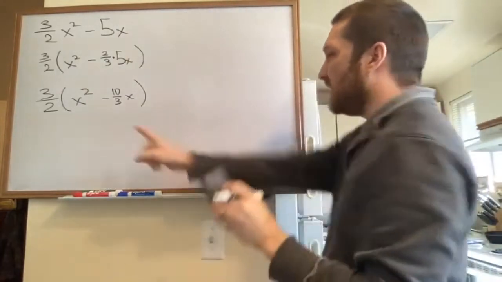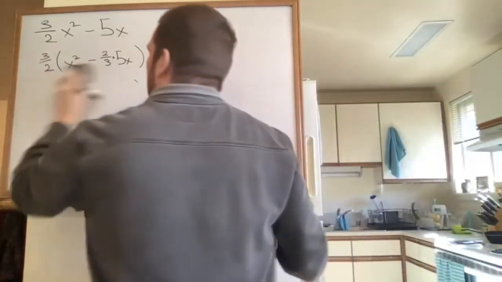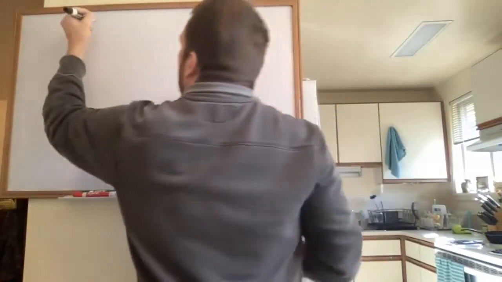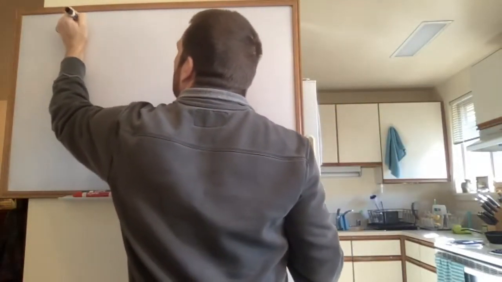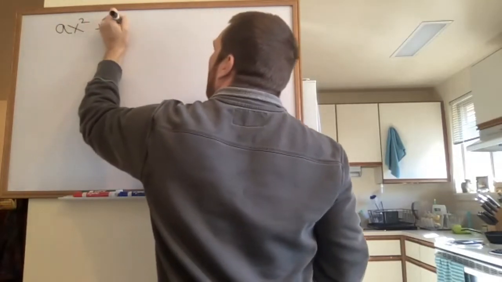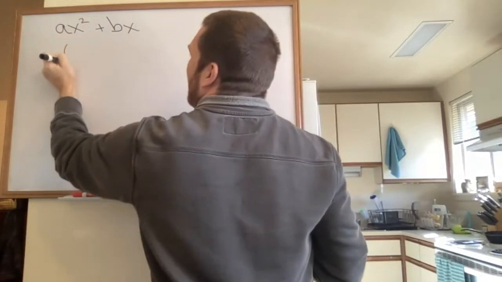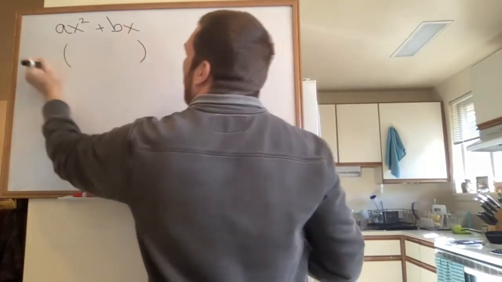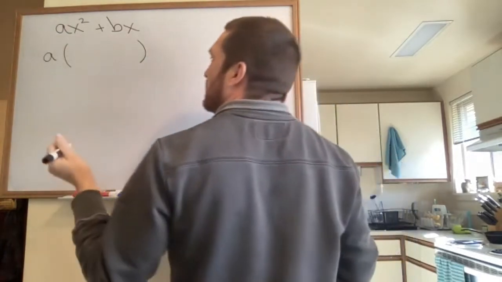Can I erase this stuff? Yeah. Okay. Suppose I had this. And I wanted to factor out an A. What would I be left with in here?